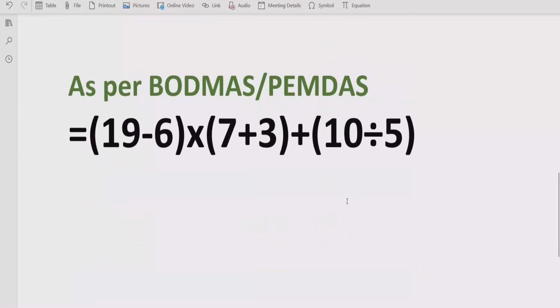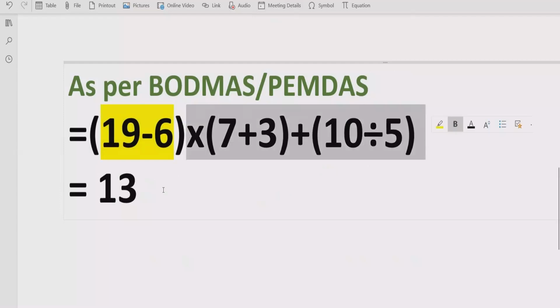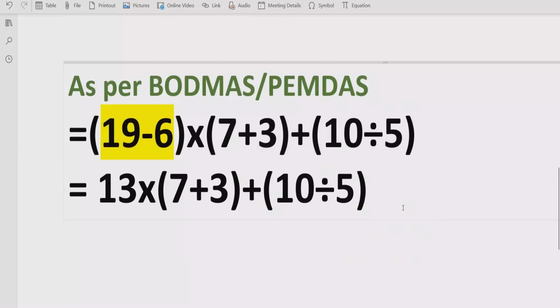Now, let's solve the given expression. As you can see, our expression contains three brackets. So first of all, we have to solve each bracket one by one. First, we will solve this bracket, which is 19 minus 6. So 19 minus 6, basically, we will get the answer 13. And other parts I am writing as it is. And here I am giving the reference: 19 minus 6 equals 13.